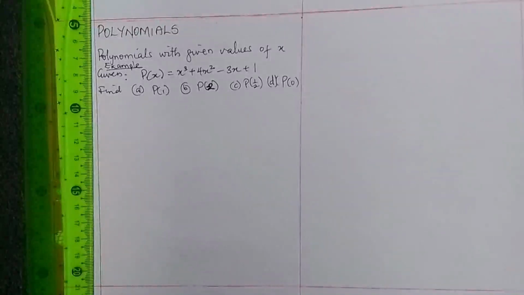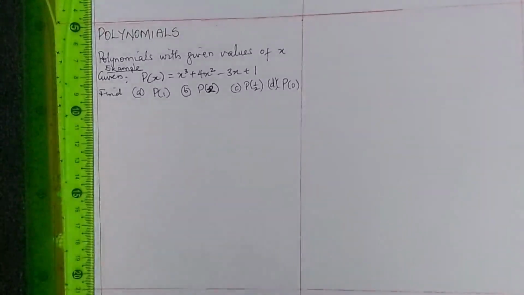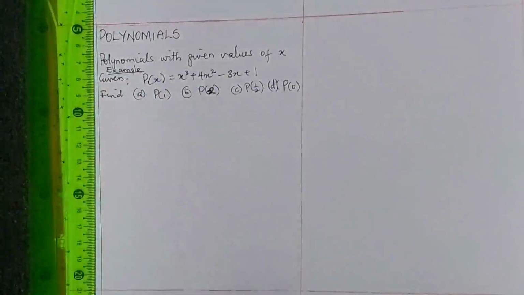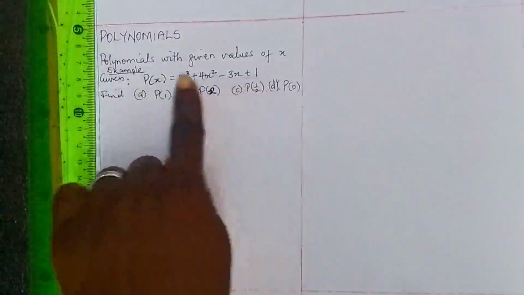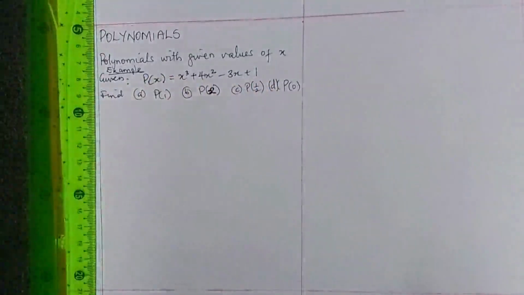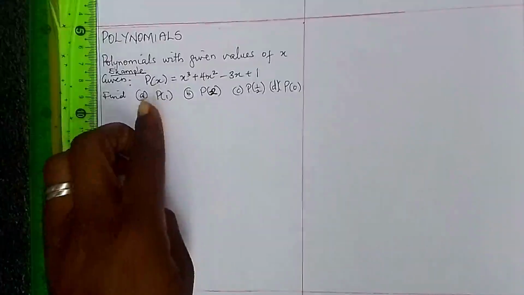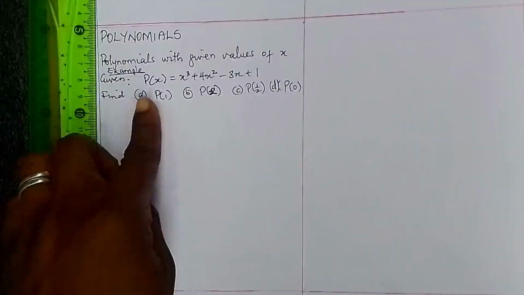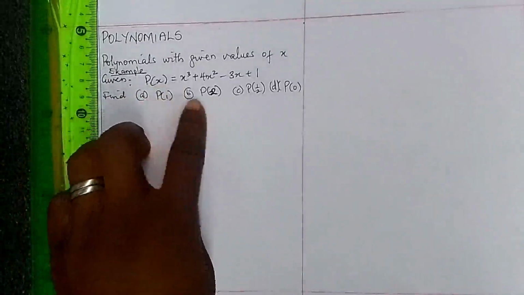In this lesson, we'll be talking about polynomials, well, polynomials with given values of x. If you notice here, I didn't label it P1, P2 because we are given just one polynomial question. In the case where we have more than one polynomial given, that's why we label it P1 of x, P2 of x, like that.